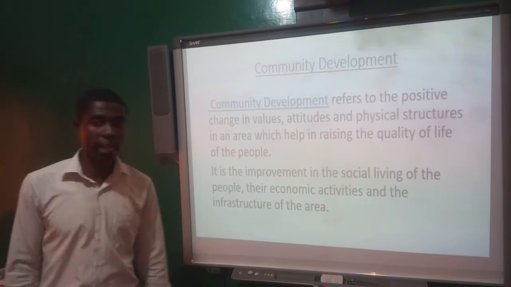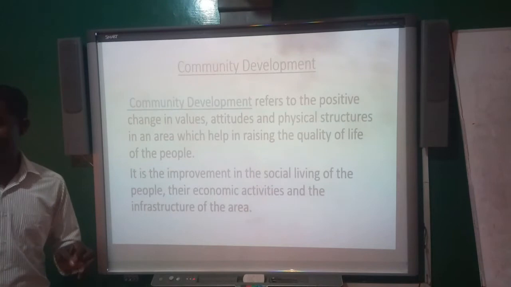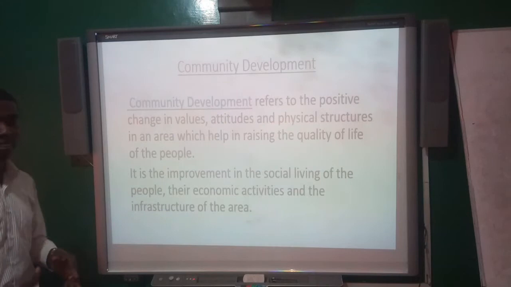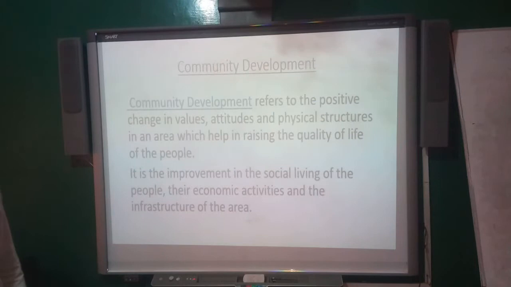Now, let's look at community development. I just want us to consider what is meant by community development. By community development, we are referring to the positive change in the values or attitudes and the physical structures in an area, which in the end contribute to raising the quality of life of the people of that area.